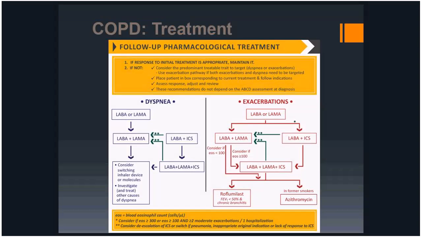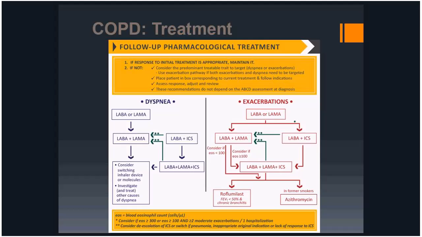And so here is a follow-up pharmacological treatment algorithm for reference. Again, this would be something based on the patient's symptoms. You want to go by their symptoms. So are they dealing with more dyspnea? Are they dealing with more exacerbations?